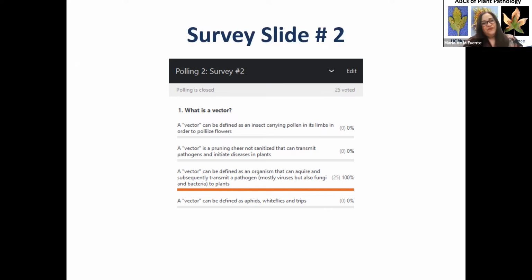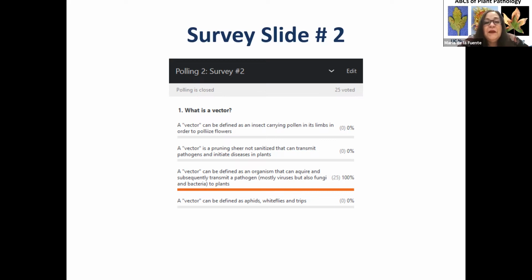So let's go with survey slide number 2. In this specific question, I want to know if you understood what I was trying to convey about what a vector is. Not Victor, vector. And I'm trying to teach you English.